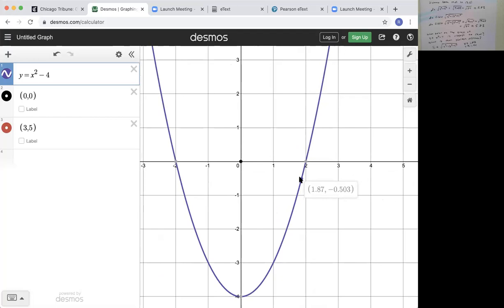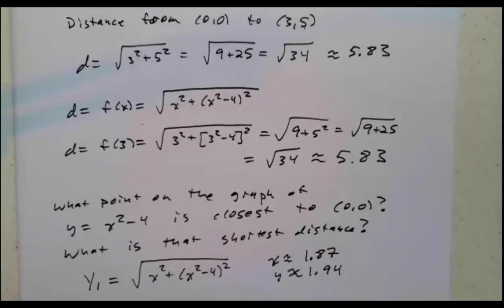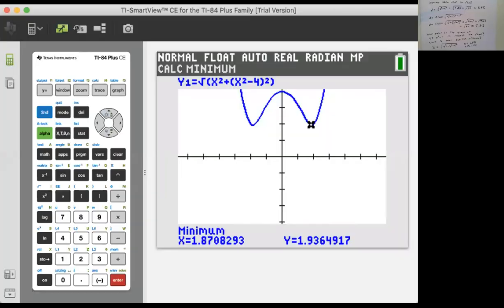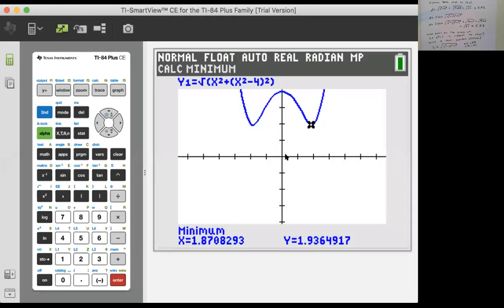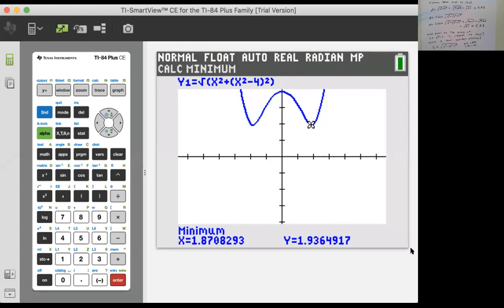Now, what about that y is 1.94? What did that represent on the graphing calculator? Not the y value. Notice the y value here is negative 0.503. So if we go back to the graphing calculator, what did that y value represent? The y value is that distance, correct? Remember, the function represented the distance. So x is the x value for the point closest to the origin. The y value is the smallest distance.